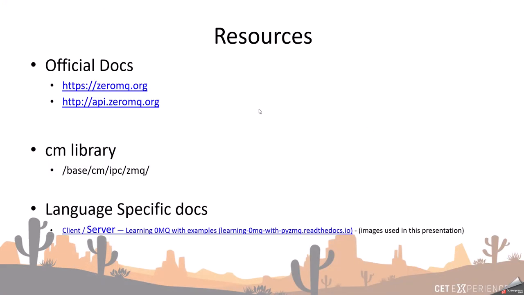The official documentation for ZMQ is listed there. There's quite a bit of docs out there. They even have a link for each of those languages that were in the slides earlier. So if you wanted to look at C# or Python or whatever, there's a lot of that. Or you can just Google it, and there's tons of resources available for this. The CM library is in base CM, IPC, ZMQ. And I listed one of the language-specific docs here because the pretty pictures that I presented came from the Python documentation. So thank you.